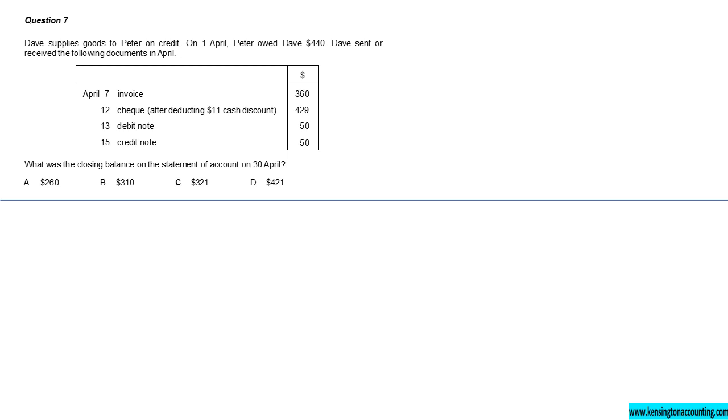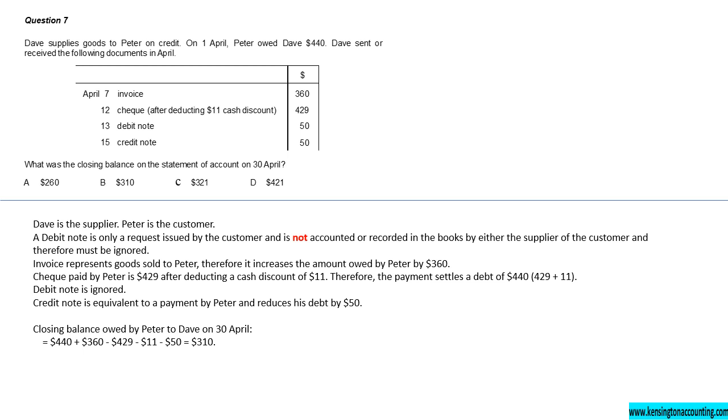So let's go item by item. Now, first we must note a debit note is only a request, issued by the customer. It is not accounted or recorded by the books, both by the supplier and the customer. None of them records a debit note because it is only a request, and therefore the debit note for accounting purposes should be ignored. Now let's go item 1, talking about the invoice. So invoice 360, it means that Dave sold goods to Peter for 360. Therefore, initially the balance owed by Peter was 440. Now the invoice will increase the amount owed by Peter to Dave.